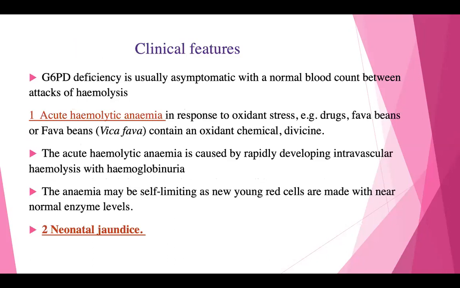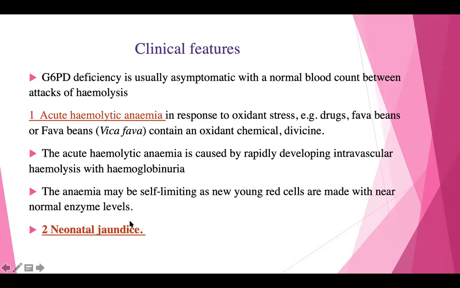Clinical feature: those patients could either be asymptomatic between the attacks, ما عندهم أي أعراض، بس من يتعرضون للأكسيديتيف ستريس راح تبدي عندهم either acute hemolysis من مثلا يتعرضون لدراجز أو فافابينز اللي هي الباقلة as oxidant اللي هي تحتوي لي على الأكسيدنت كيميكال اللي يسوي لي الهيموليسيس. The acute hemolytic anemia caused by rapidly developing intravascular hemolysis and hemoglobinuria. هنا intravascular hemolysis. وطبعا عندنا ممكن انه اذا كانت mild هي تكون self limiting وما يحتاج اي treatment.